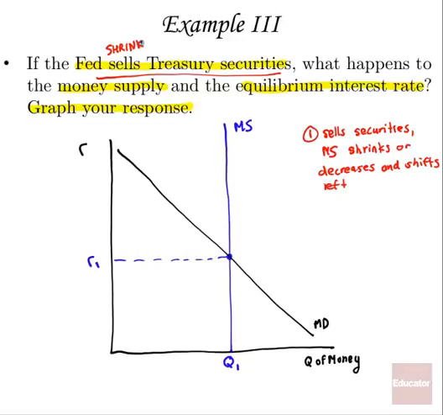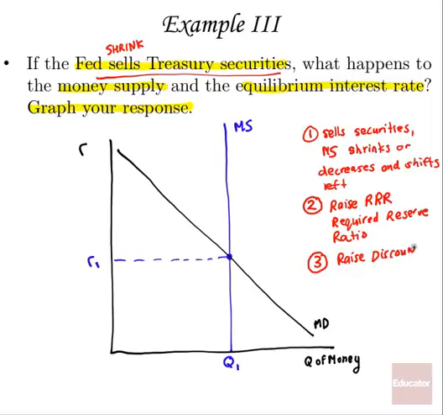Now, again, I want to give you as much ammunition as possible to attack these FRQ questions. So the two other ways that the Fed can shrink the money supply would be to raise the required reserve ratio, the RRR, and then the third way would be to raise the discount rate.